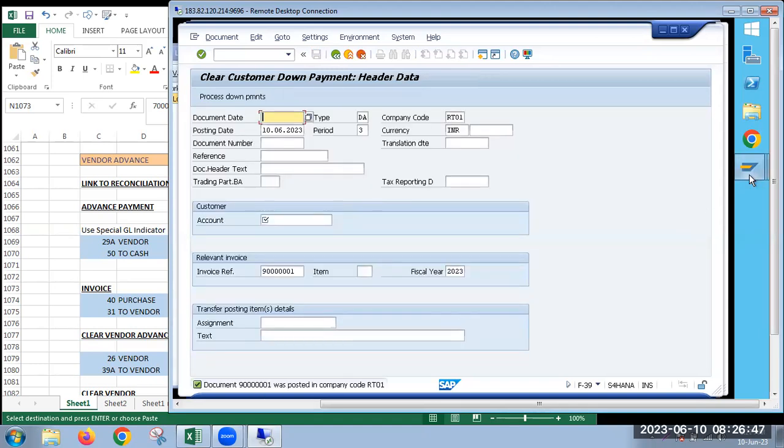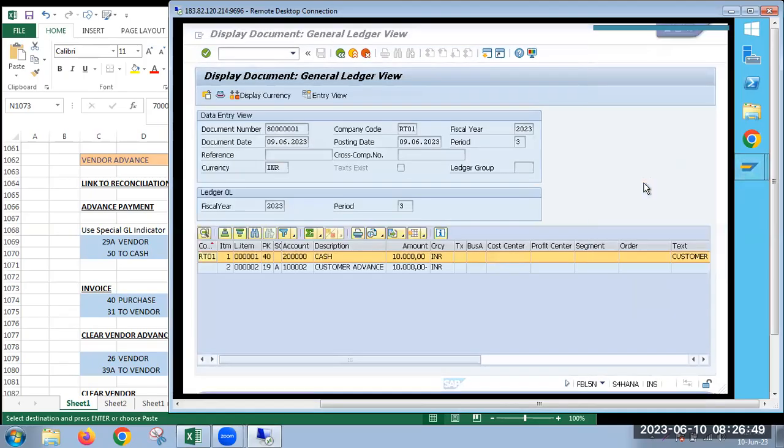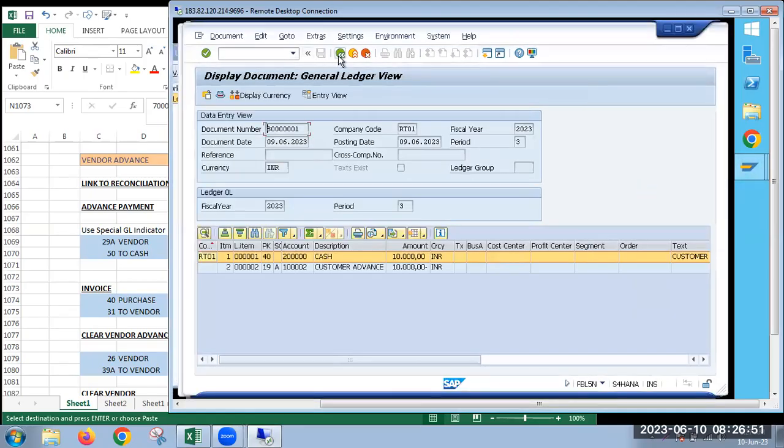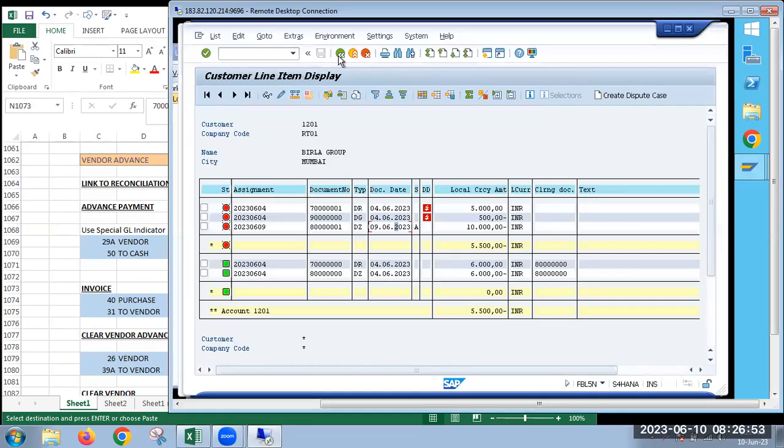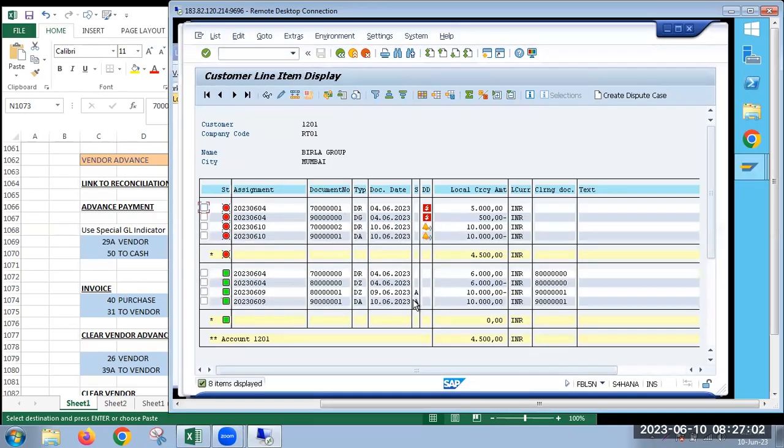So 9001 has been posted. Now, if we check the report, before, the advance was an open item; now we can see that the advance has been cleared. The same clearing effect we can see with the GL account, with the special GL or alternative reconciliation account, or the regular reconciliation account.